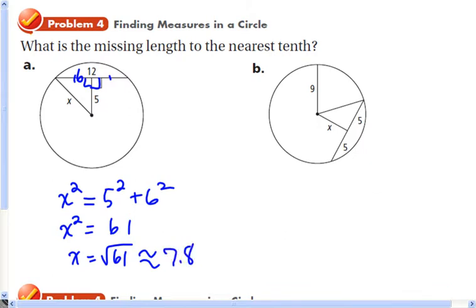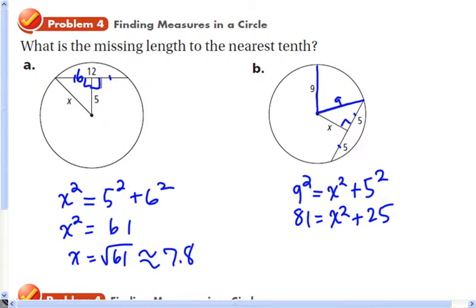All right, on this one, we have a similar situation, only a little bit different. We know that this segment is congruent to this segment, so that tells us that this is a right angle. We also know that this is a radius, and so is this, so they should be the same length, so that length is 9. So in this one, 9 squared is equal to x squared plus 5 squared. So 81 is equal to x squared plus 25. Subtract 25 from both sides, and we get 56 is equal to x squared. So x is the square root of 56, which is about 7.5. All right, I'll let you try that.